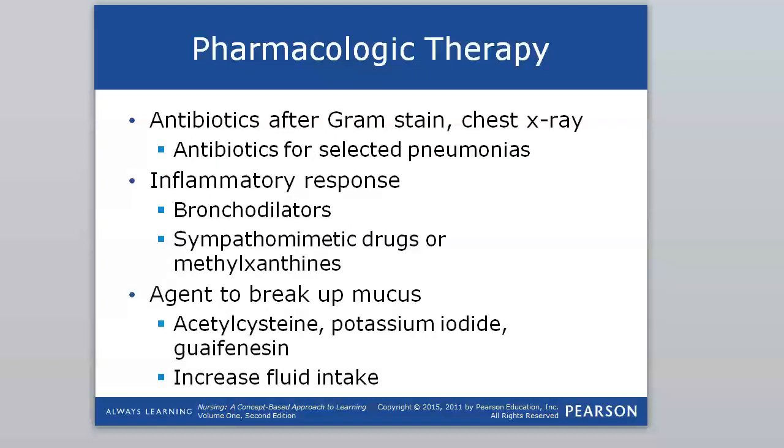Antibiotics after gram stain, chest x-ray, antibiotics for selected pneumonias. Many times because of the inflammatory process, they might be ordered bronchodilators, and some of the sympathomimetic drugs or the methylxanthines, such as theophylline and aminophylline, and then of course agents to help break up the mucus, acetylcysteine, potassium iodide, and guaifenesin, and of course to increase fluid intake. Many of them might have IVs to prevent dehydration as well.